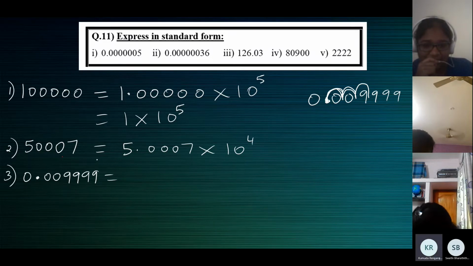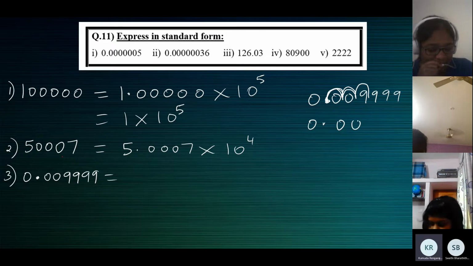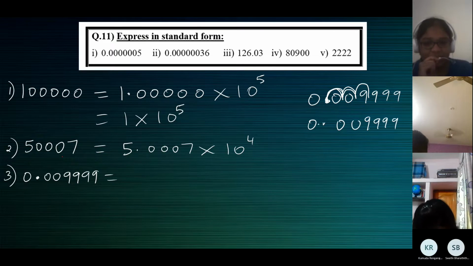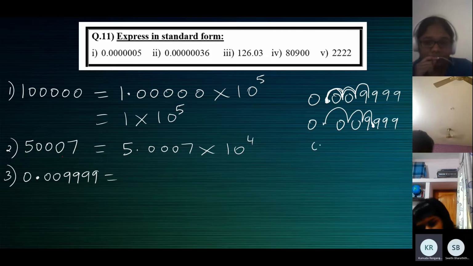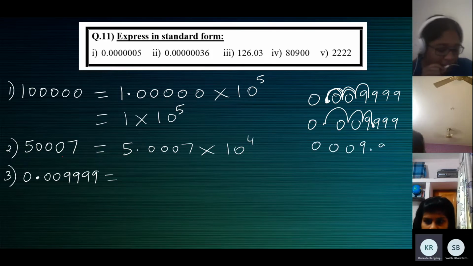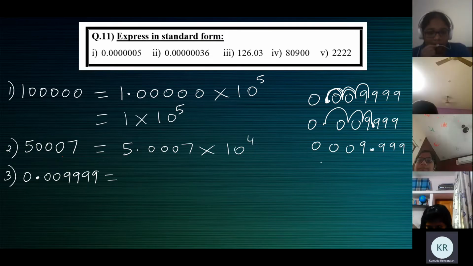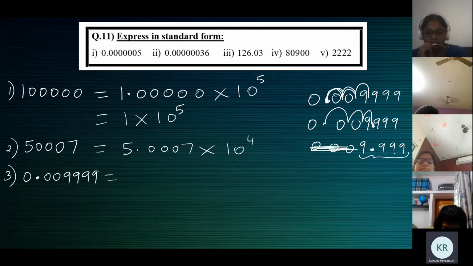So 0.00 and 4 nines. 1, 2, 3, you must stop here. When you move the decimal point here, the number looks like this, 0009.999. Now these zeros are invalid. So the number is 9.999. Yeah, it is less than 10. It's more than 1, less than 10. Correct.